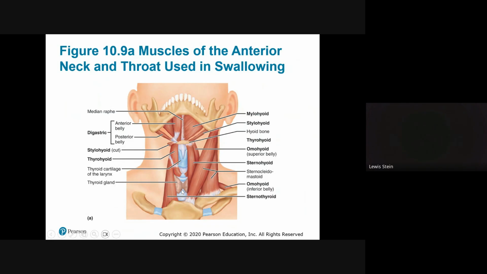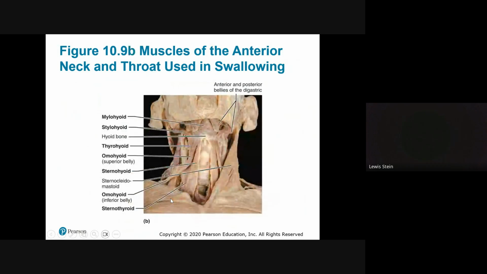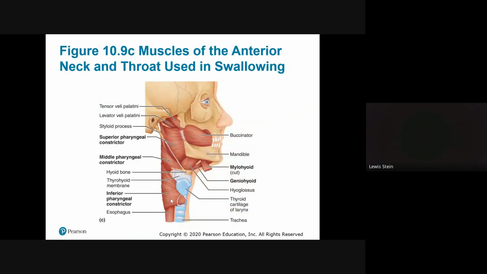But again, you can see where the naming conventions come from, just structures they attach to. They're there. And these are interesting posteriorly, and you're going to see these are the ninth cranial nerve, the glossopharyngeal, superior, middle, and inferior. All of these are called pharyngeal constrictors. You swallow with them also.